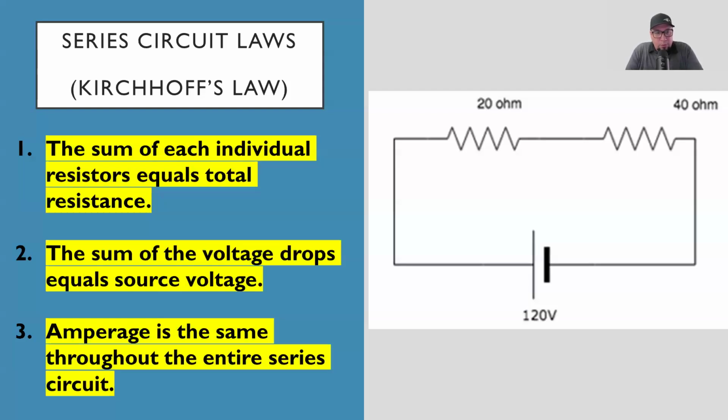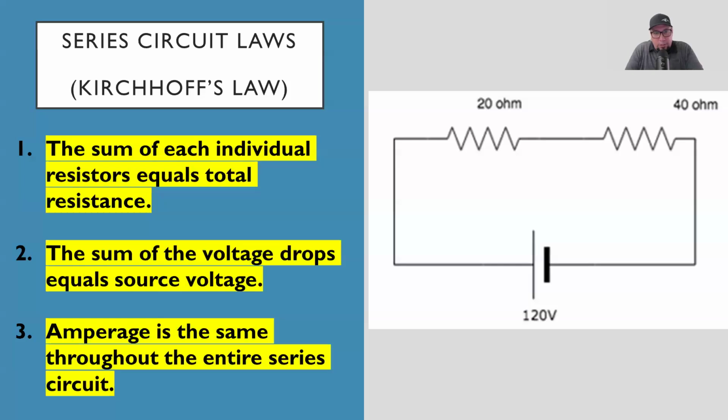The sum of the voltage drops equals source voltage. I'll repeat it: the sum of the voltage drops equals source voltage. Our source voltage given here is 120 volts. That means that each resistor, the 20 ohm or the 40 ohm resistor, is going to take some of the 120 volts that is available to us. How much each of them takes is going to be determined by the resistance of each electrical load, or electrical resistor. We're not going to get into that just yet.